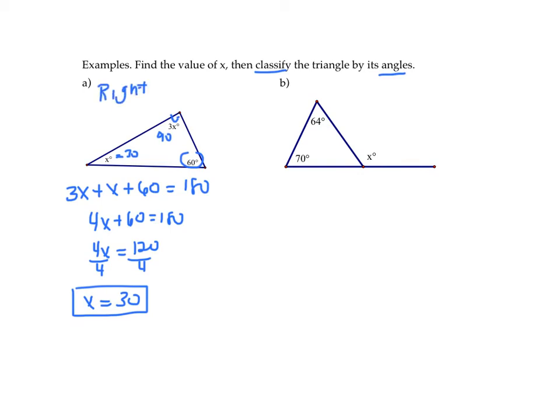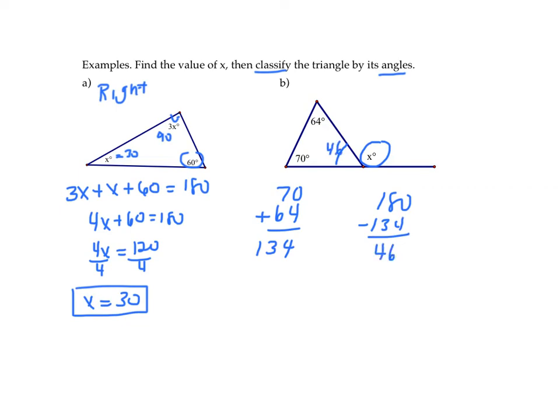In our second example, we're asked to find x on the outside here, but let's do so by finding the measure of this angle inside the triangle. We know that the three angles in the triangle have to add up to 180, and so far we have 70 degrees and 64 degrees. Take a minute and add those two together, and we find we have 134 degrees so far. So subtract this from 180, and we end up with a measure of 46 degrees.